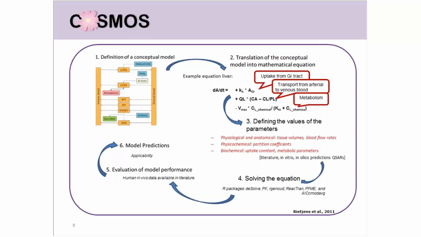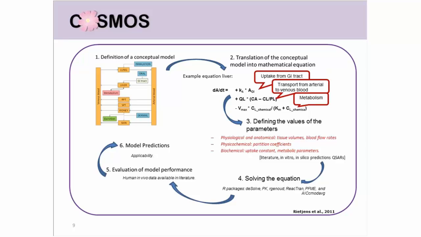How did we build this model? So I think this is one of the interesting slides. We use 6 steps. Theoretically, we followed the paper from Richens et al. from 2011. So you first define the conceptual model. You have your chemical, you know what the target organ is, and you design your model on a piece of paper.